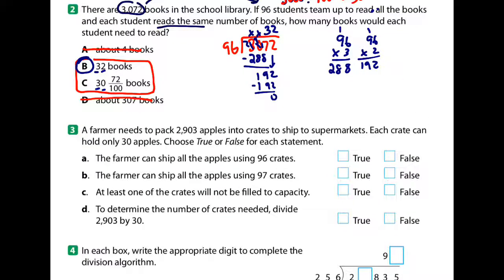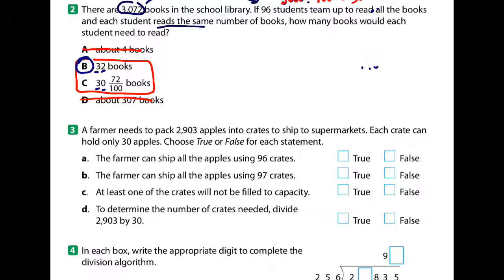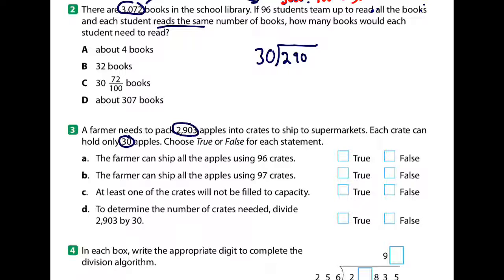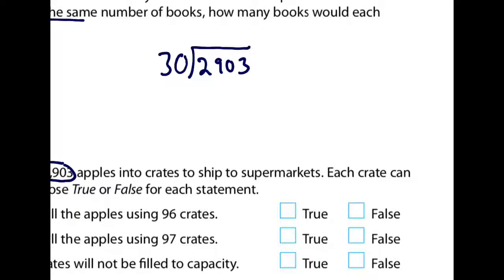All right, before I'm looking at those choices, I'm thinking I need to do some division first before I can answer these questions. So what I'm going to do, let me clear away the work from 2, is I'm going to start by doing the division. So what he's doing is he's splitting up his 2,903 apples into 30 apple groups because each crate can hold 30 apples. So let me divide that real quick. 30 goes into 2,903.